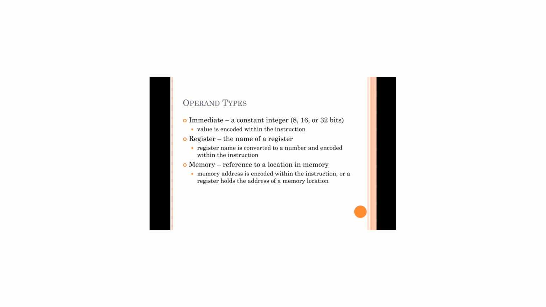The first one is immediate. Immediate basically is a constant integer. Right? It could be an expression, but it gets evaluated to an integer. And the whole value is encoded within the instruction itself. You just write it out.